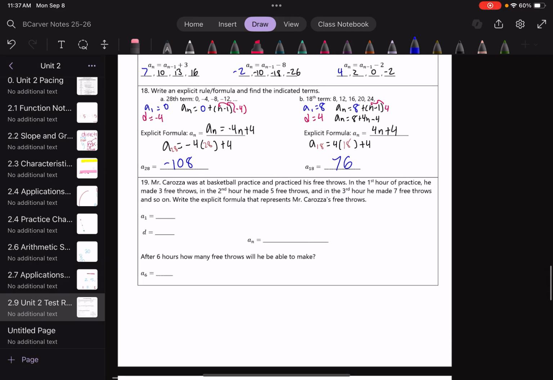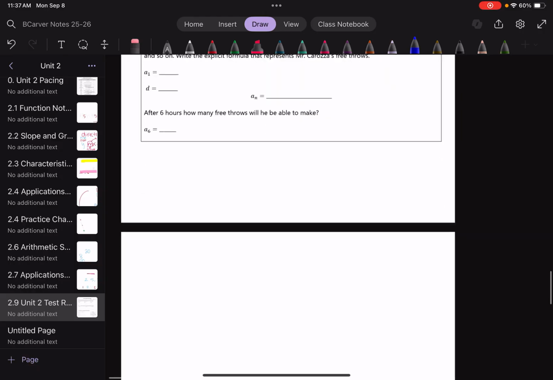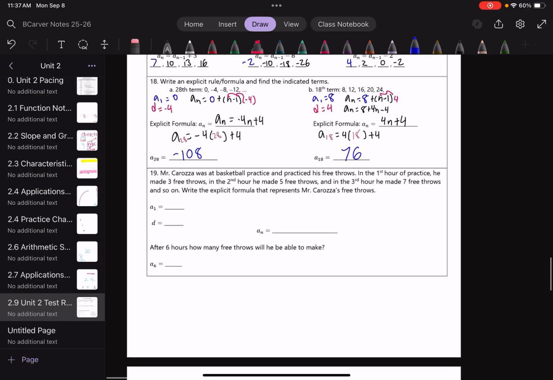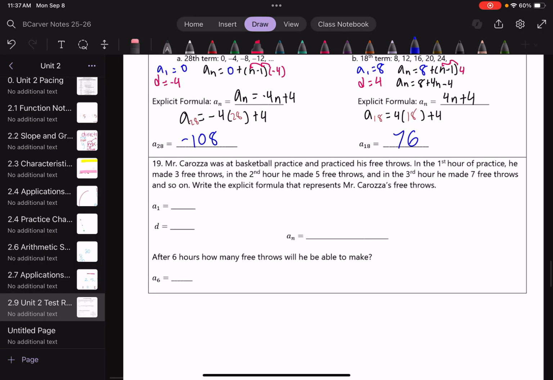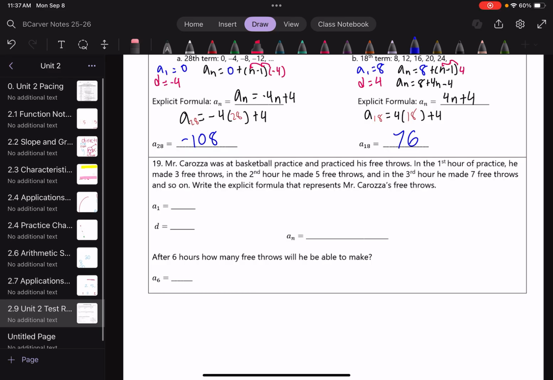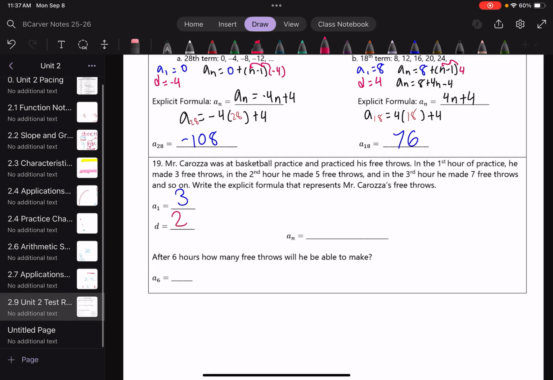For problem 19, we are doing a little bit of real life connections to this. So Mr. Carrozza was at basketball practice and practicing his free throws. In the first hour of practice, he made 3 free throws. So that is what we're initially starting off with. In the second hour, he made 5 free throws, and in the third hour, he made 7. So to go from 3 to 5 to 7, we have a common difference of 2.